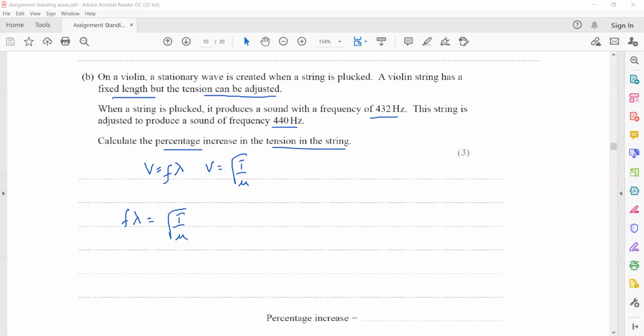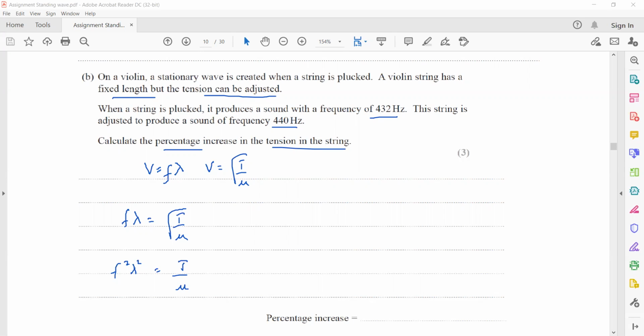When we adjust this, we are changing the tension and the frequency is changing, but the length is fixed. So if the length is fixed, mu is mass per unit length. So from this equation, what can we conclude? If I square the equation on both sides, it will be f²λ² = T/μ.